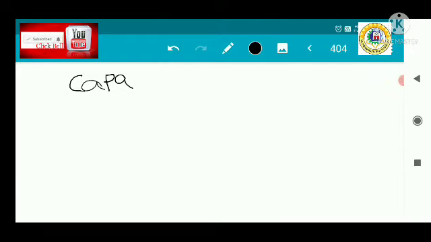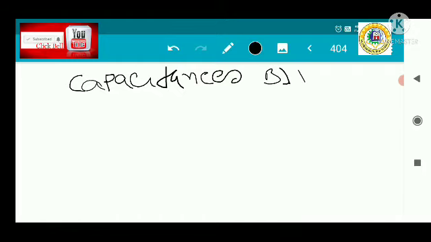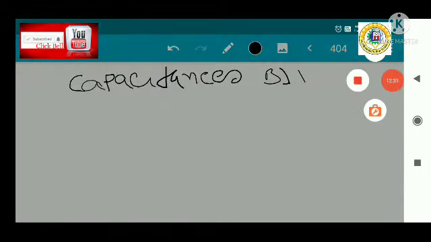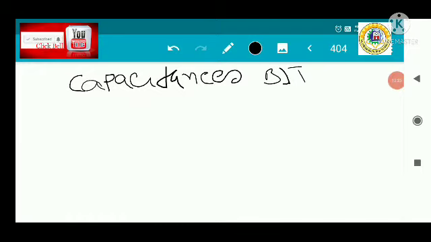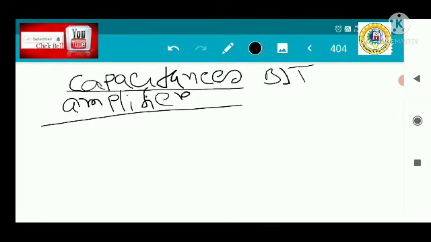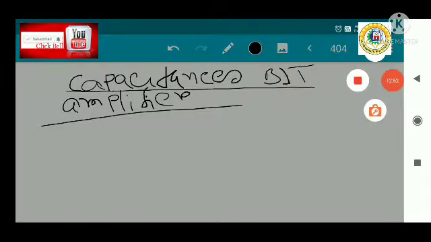Okay, so the capacitances in BJT amplifier. Now what are the different capacitances we have assumed in the BJT amplifier? So I am drawing here what are the capacitances involved in the case of the BJT amplifier.